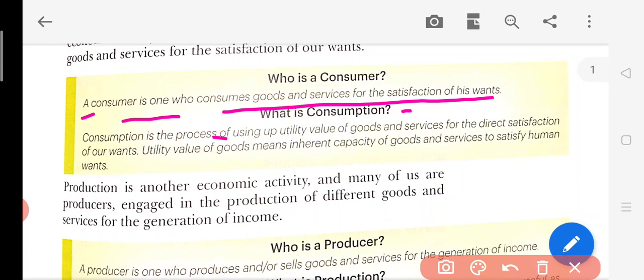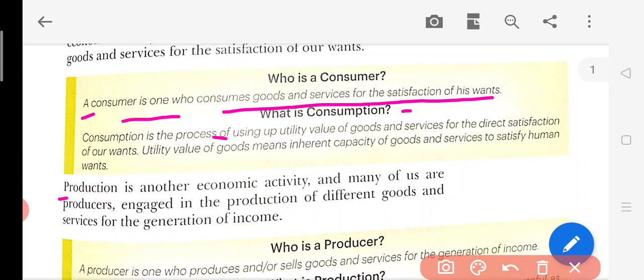Now what is consumption? Consumption is the process of using up the utility value of goods and services for direct satisfaction of our wants. Utility value of goods means the inherent capacity of goods and services to satisfy human wants. As we know, each and every good has some utility, and that utility can satisfy our needs and wants. That is why we purchase different types of goods and services, and it fulfills our wants. So consumption is a process in which we use the utility of the commodity.